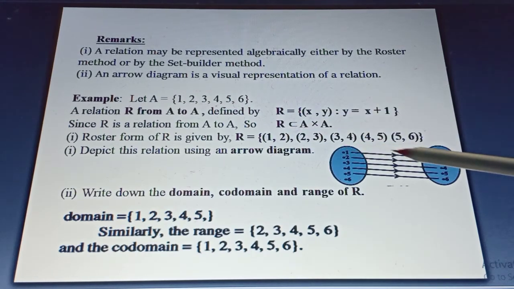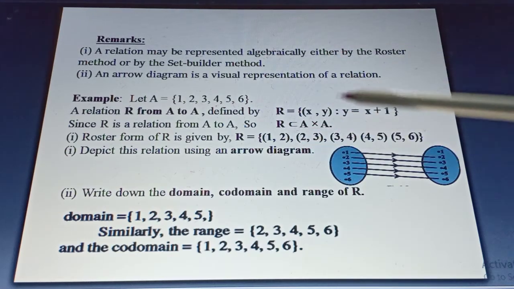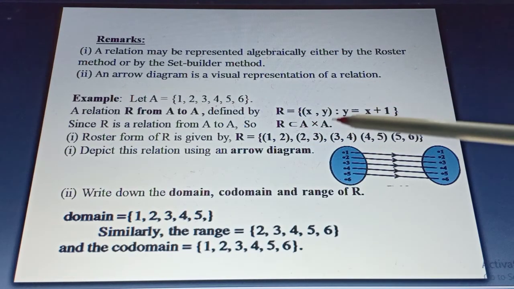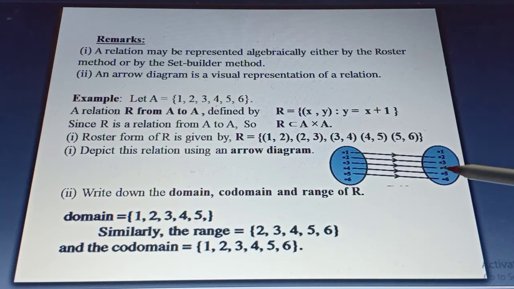So 1 is related to 2. 2 is related to 3. 3 is related to 4. 4 is related to 5. 5 is related to 6. Like this arrow diagram, we can represent a relation.